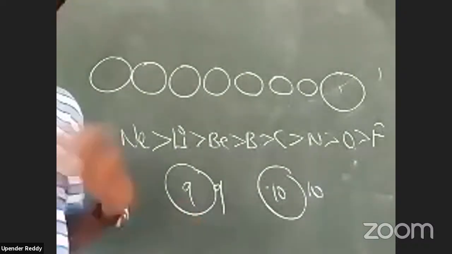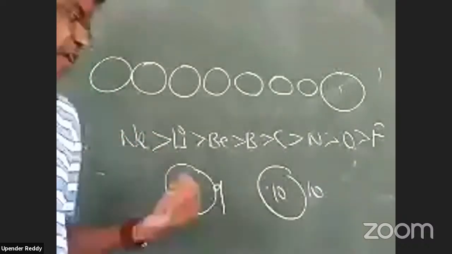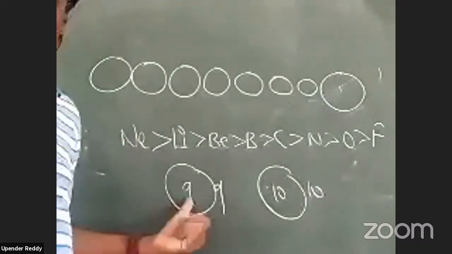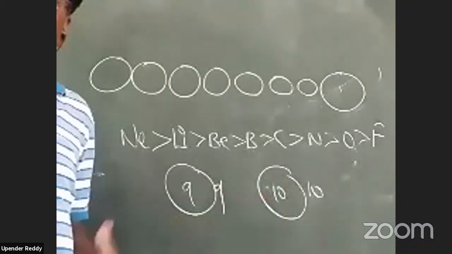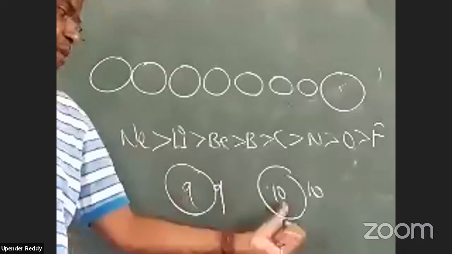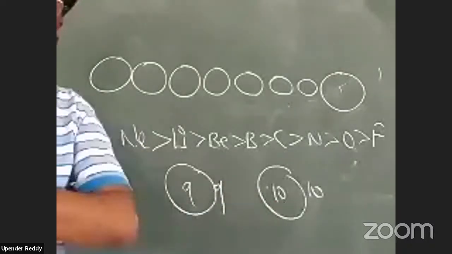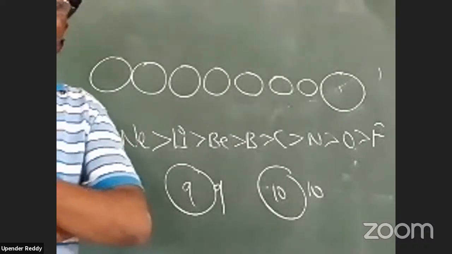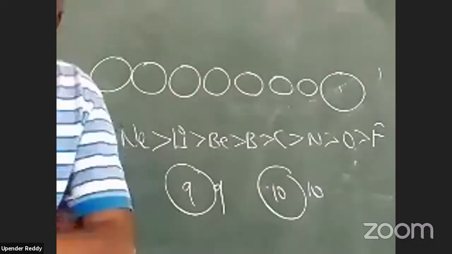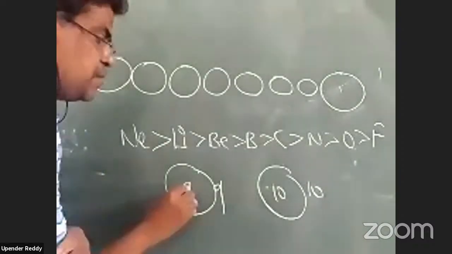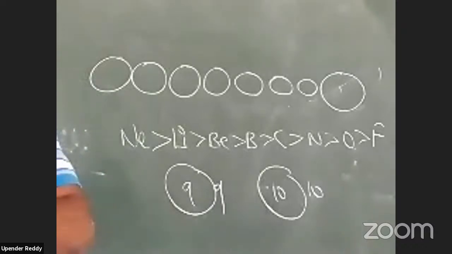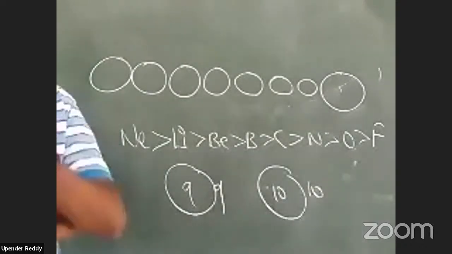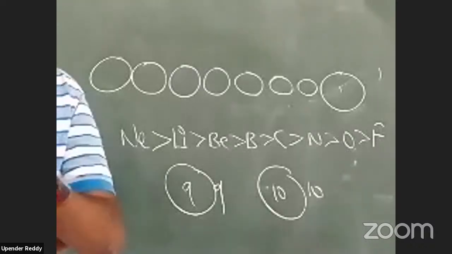Fluorine. Why fluorine? Fluorine has only 9 electrons. Neon has 10 electrons. Which one has more protons? 9 protons. Tell me, which has more attracting power? Why fluorine? Forget your knowledge. What I am asking is: if the number of protons is more, is the attraction power more or not?